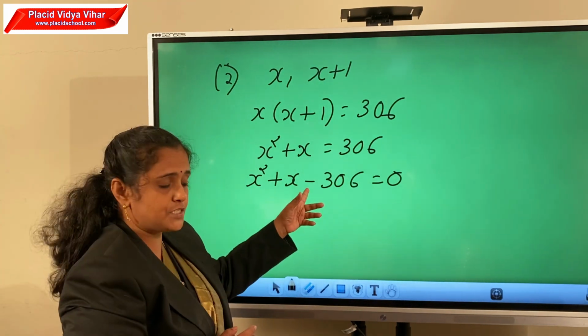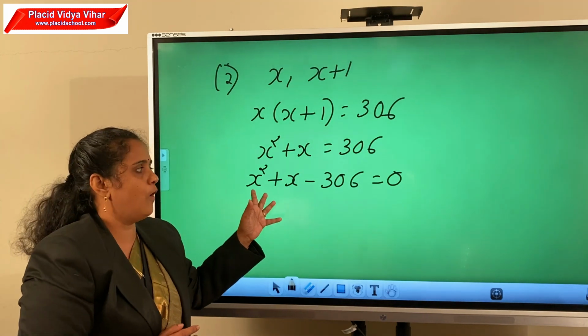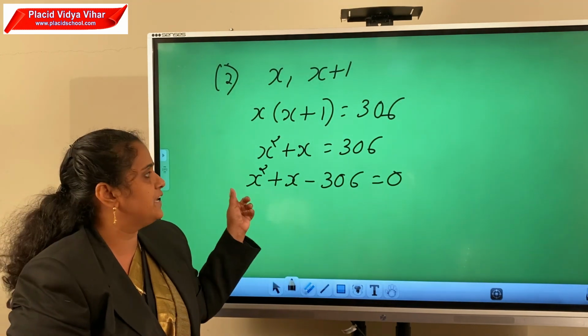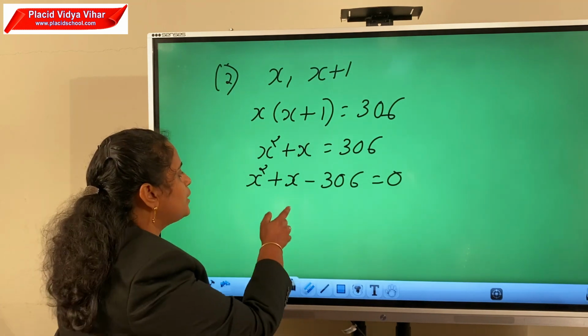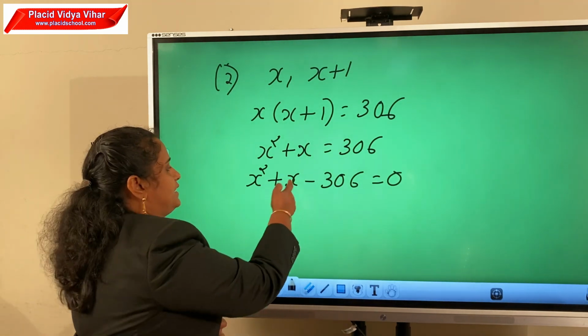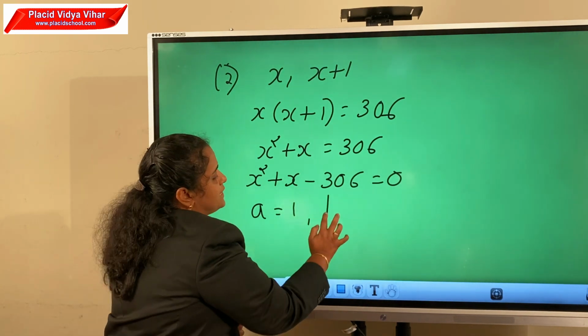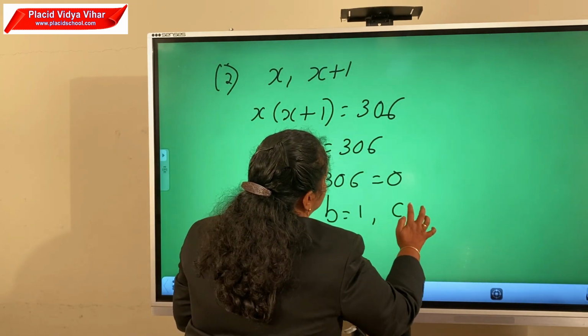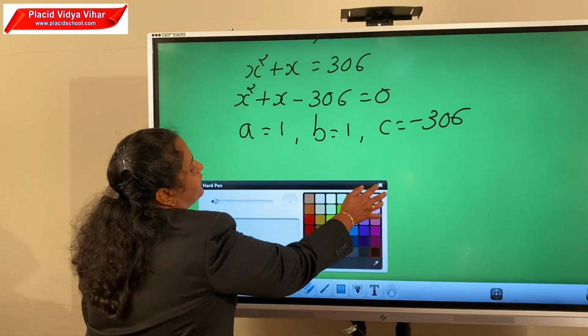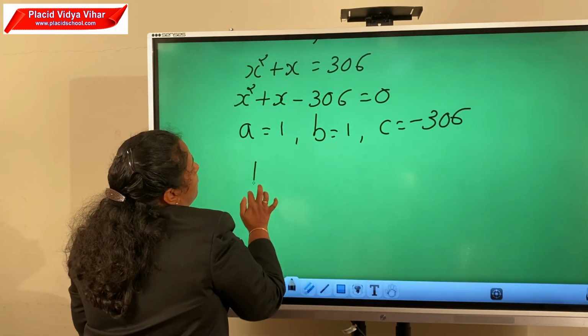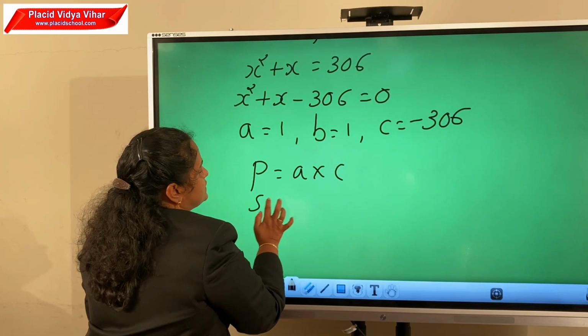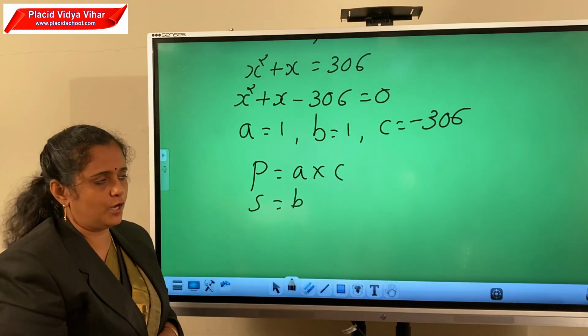Then either we can use the factorization method or apply the quadratic formula to find the value of x. When we are using the factorization method, a is the coefficient of x square, b is the coefficient of x, and c is the constant term. The product of the two numbers is a into c and the sum is equal to b. Then what are the numbers?